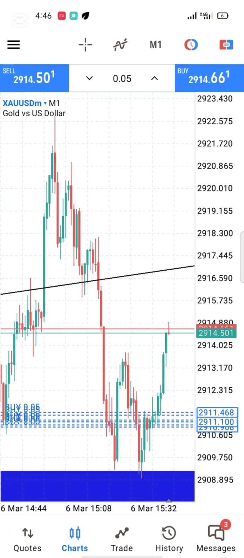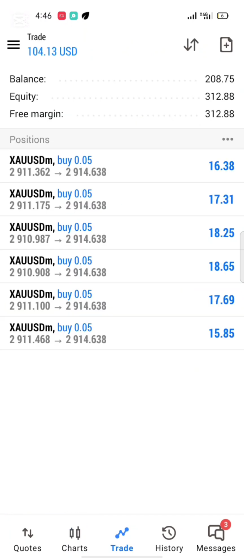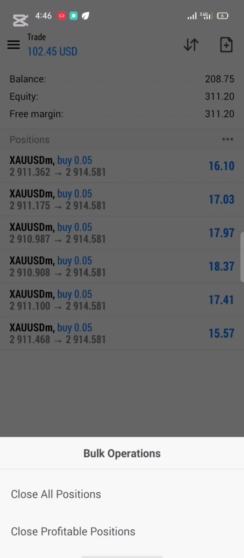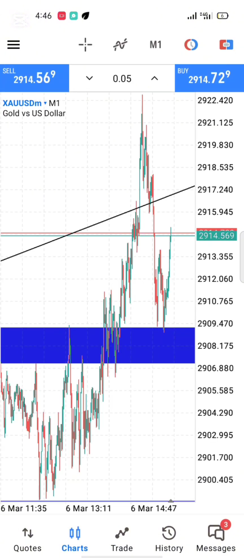So currently the trade is going well as anticipated, and currently you are making huge profits at this very point. So guys, at this very point I'll be closing our trades in profit, and currently we are up $8.20 at this very point from $60. The trade is currently going well.